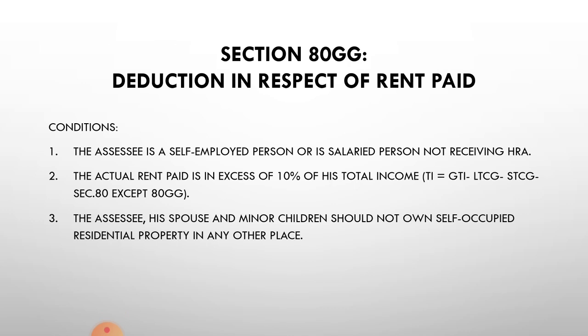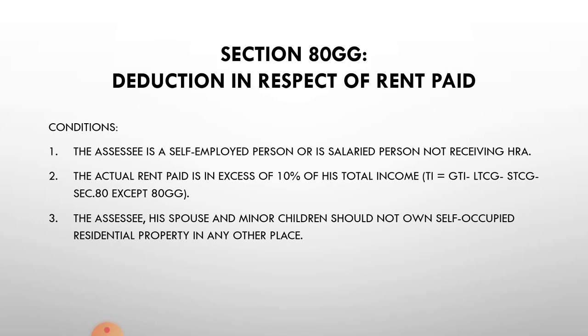This deduction is allowed to an individual in respect of the rent paid for a residential house. To claim deduction under section 80GG, the assessee must fulfill some conditions. The conditions are as follows. The first condition is the assessee is a self-employed person or a salaried person not receiving HRA. HRA means house rent allowance.